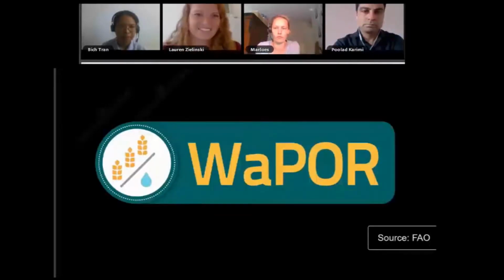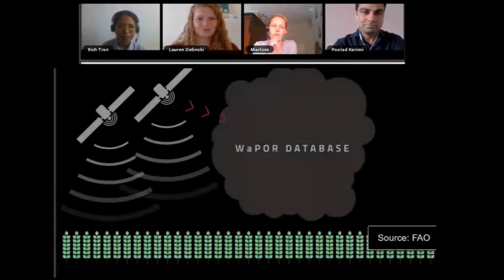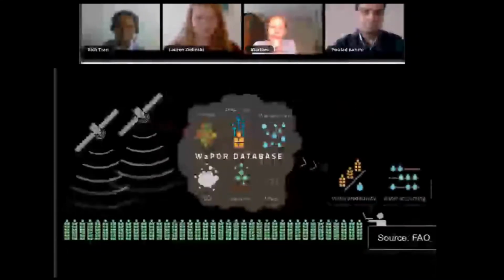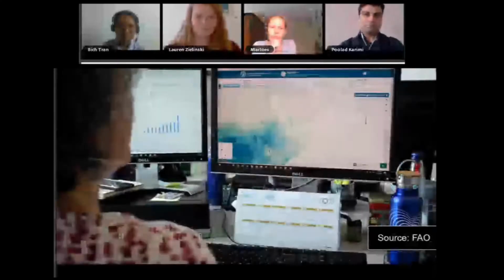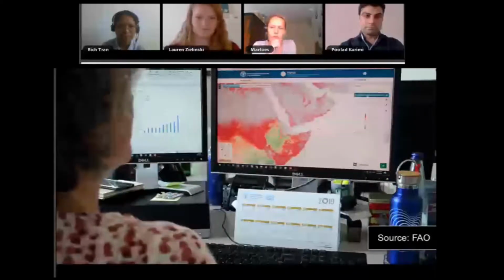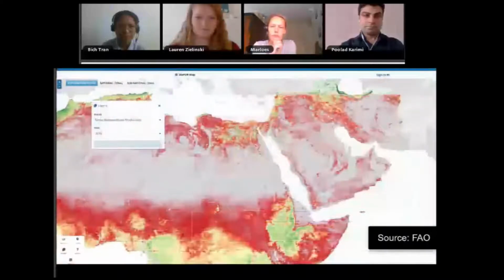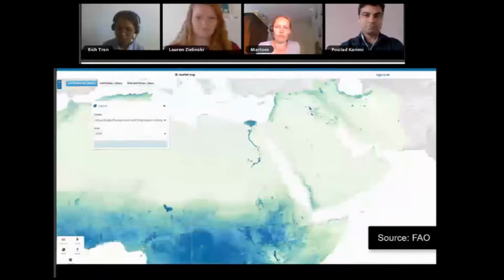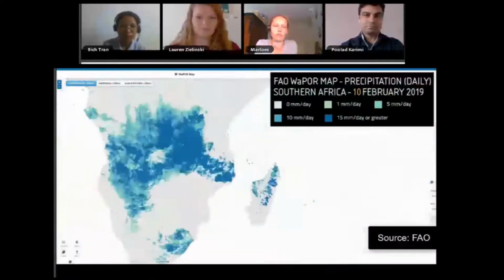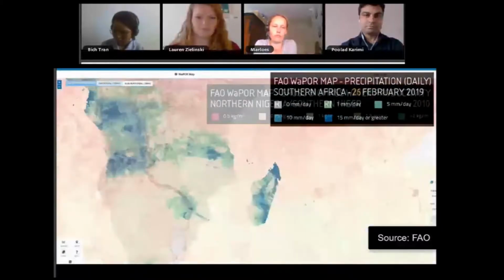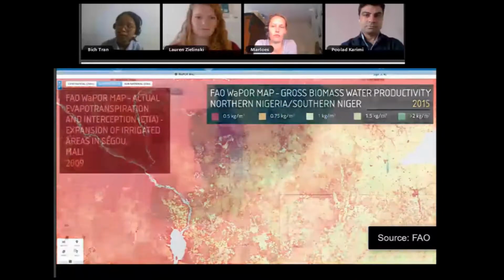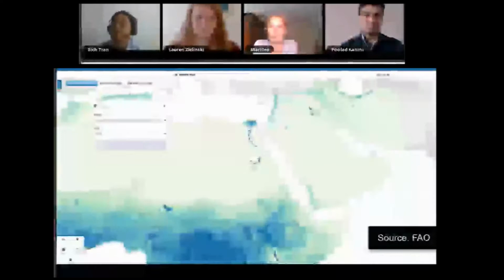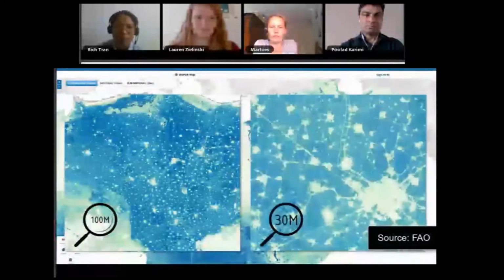FAO has developed WaPOR, a remote sensing database which allows for the monitoring of agricultural water productivity. WaPOR gives users access to a wide variety of real-time satellite data on water productivity collected over a span of 10 years. This information can be used to propose solutions to increase water productivity while respecting the environment and making equitable use of water resources.